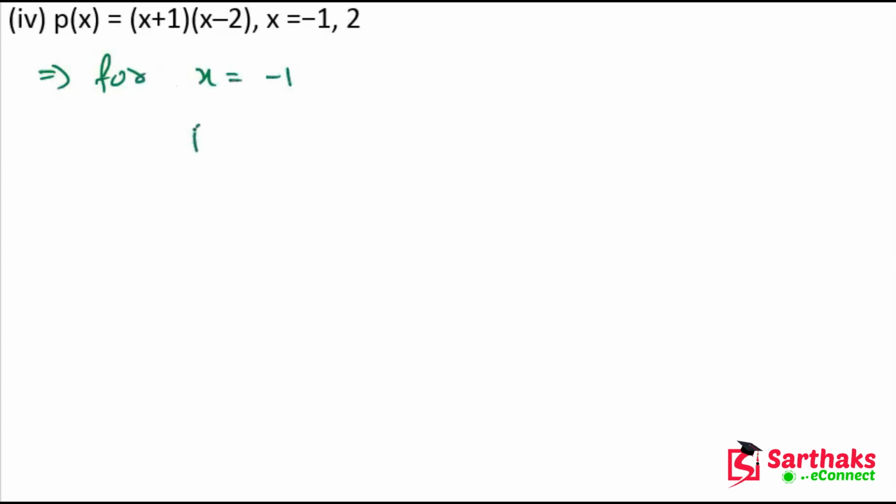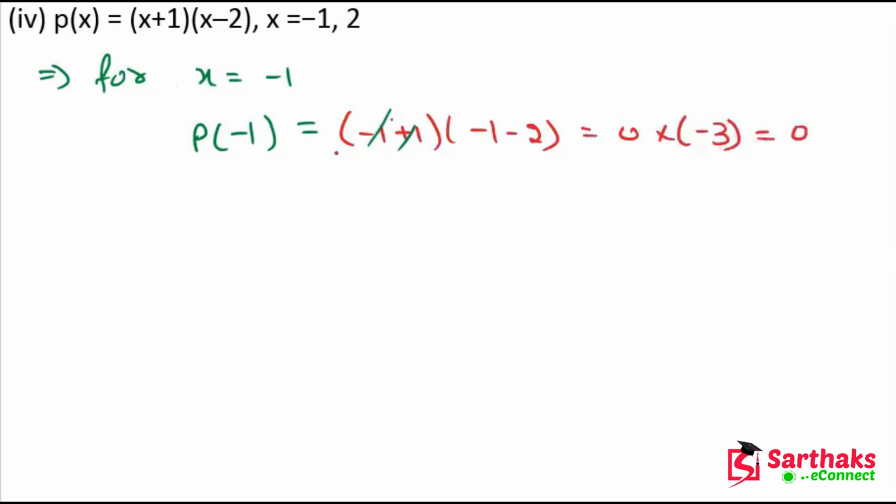So now we have to put the value of minus 1 in place of x. So my dear friends, we get (minus 1 plus 1) into (minus 1 minus 2). So this will become 0, and we get 0 into minus 3. So we get 0.